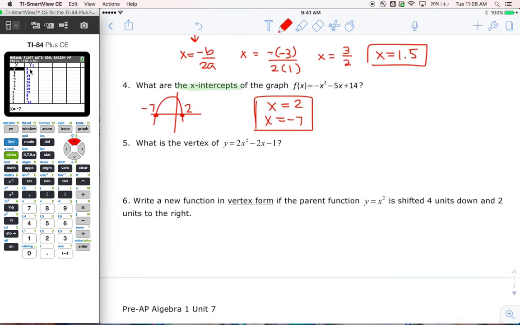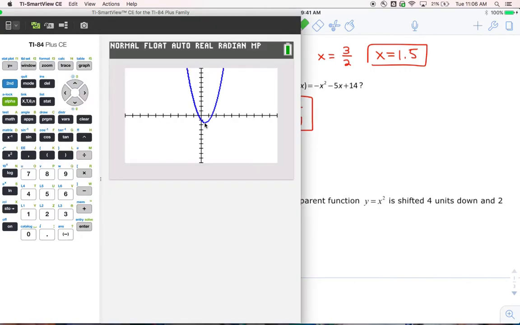Okay, problem number 5. Find the vertex of another equation. Well, we already did one like this, so let's put this in y equals. We got 2x squared minus 2x minus 1. Let's take a look at the graph. Here's my vertex right here. Let's see, is this point good? It is not. Look at this, you guys. How far do I go over? It looks like I go over 1/2 and down like 1.5.